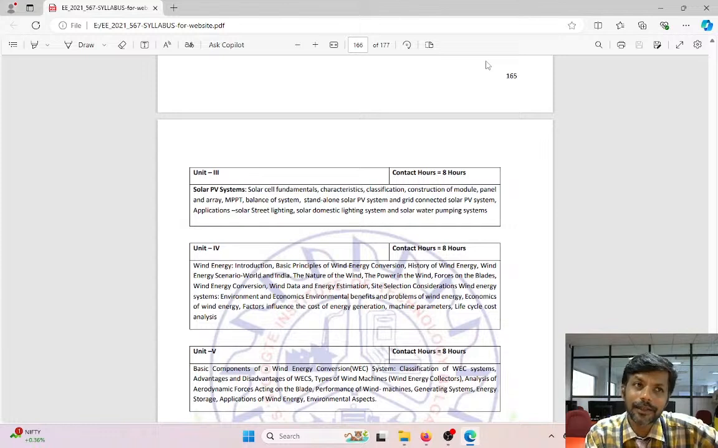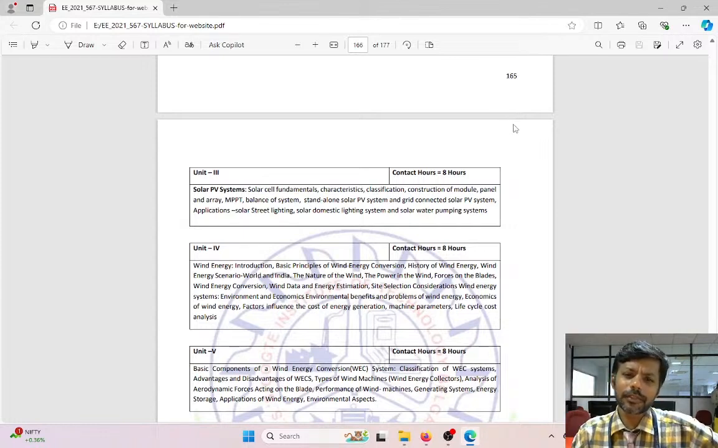And also the grid connected system, means solar power will be connected to the grid. So whenever excess power is generated, it will be pumped into the grid. Whenever there is a deficiency, we will take from the grid. And then solar applications with respect to street lighting systems and water pumping systems. Many solar water pumping systems are already installed throughout India. So all these we are going to discuss in the third unit.